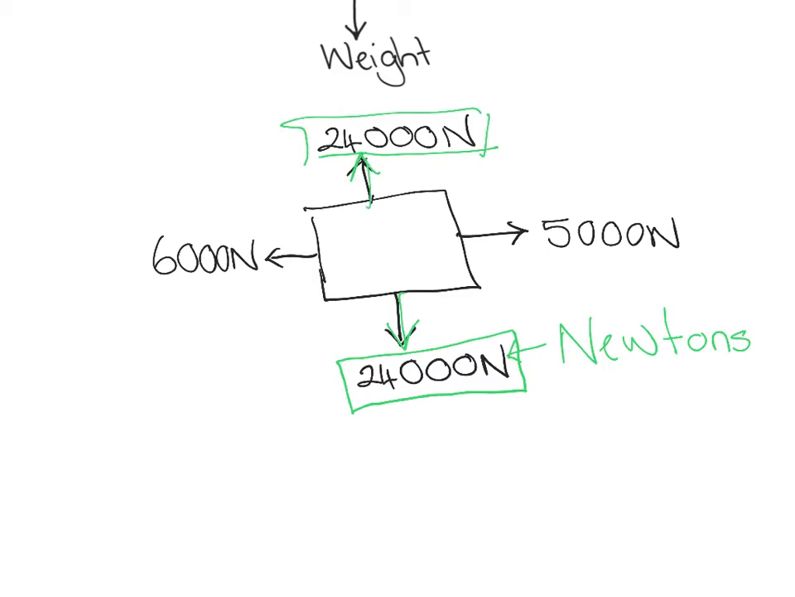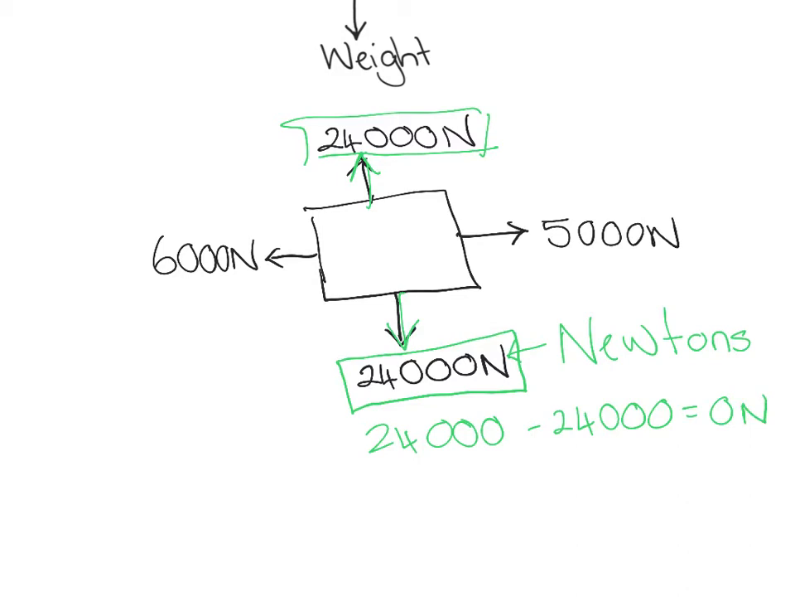So we always look at our opposites. So we need to look at these two numbers, and these two numbers are the same. So these two values will cancel each other out, leaving an up and down force of 0, nothing. So if we take 24,000, take off 24,000, equals 0 newtons. There's no force acting in an up and down direction.